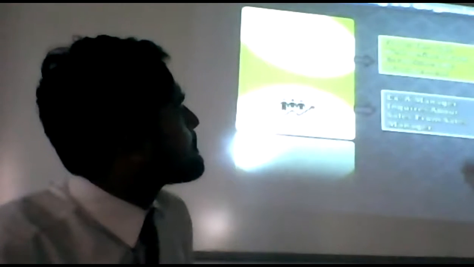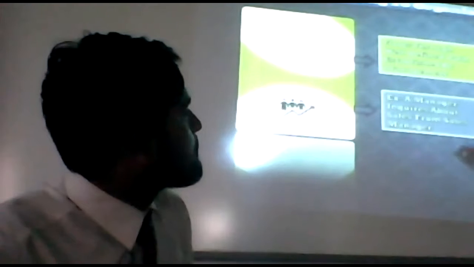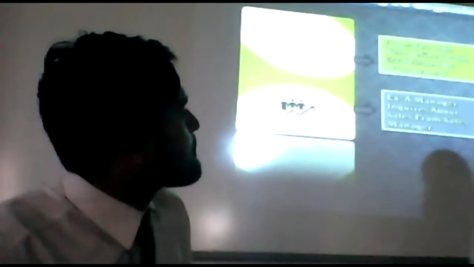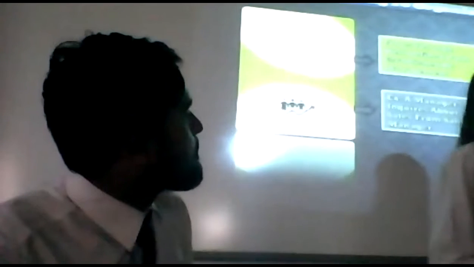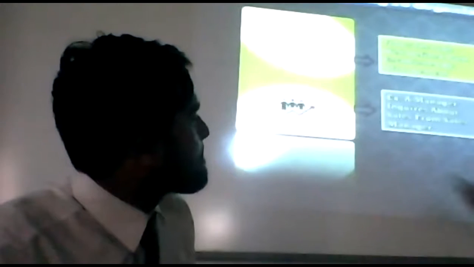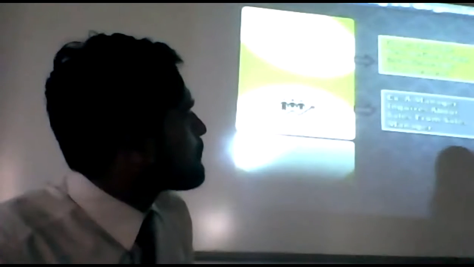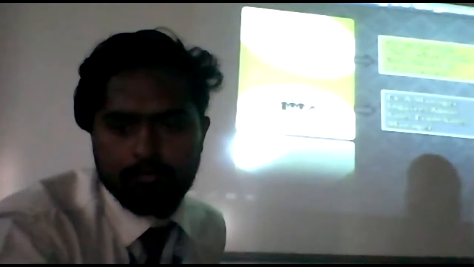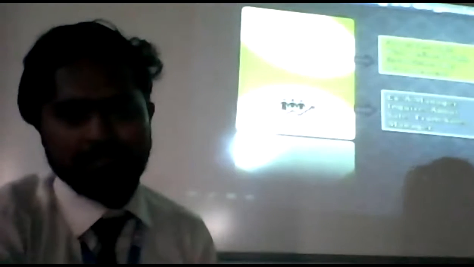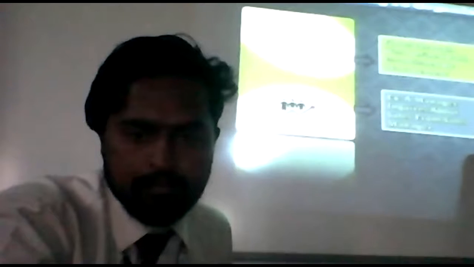The first one, formal communication, means the communication which flows through a well-defined path established by management. We can say formal communication is official or professional communication. For example, a manager inquiring about sales from his sales manager is formal communication. Now the second one is informal communication. Informal communication is based upon social, friendly relationships. For example, a manager asks his subordinate or junior about his family or family welfare.